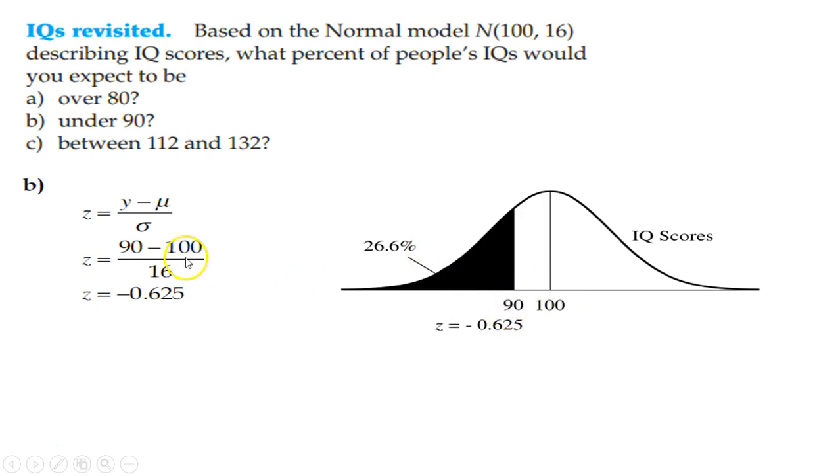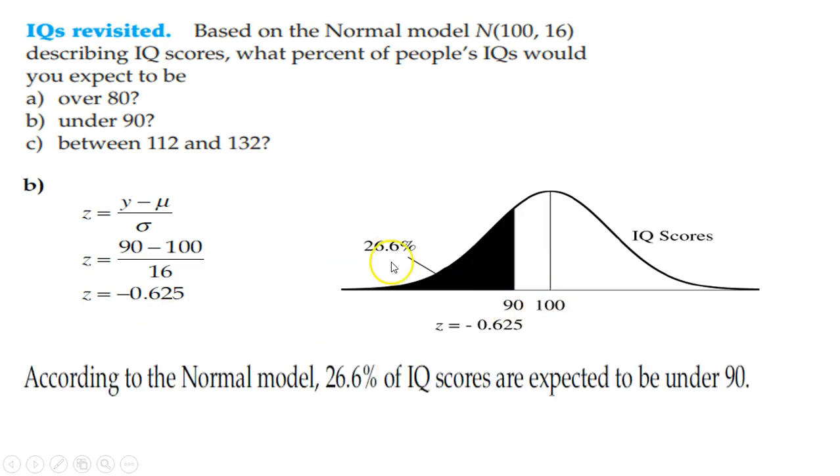Or I could take that 90 and plug it in and make my z-score. So now it goes from like negative 10 to negative 0.625, and then mean of 0, standard deviation of 1. Either way, I'll get 26.6%. And according to the normal model, 26.6% of the IQ scores are expected to be under 90.